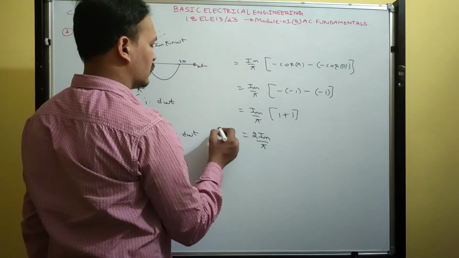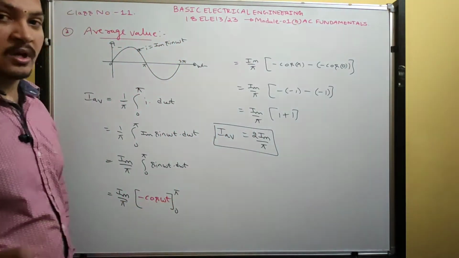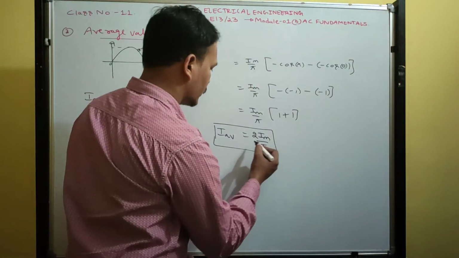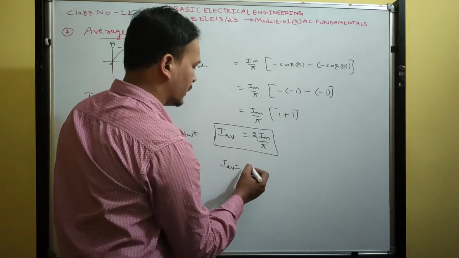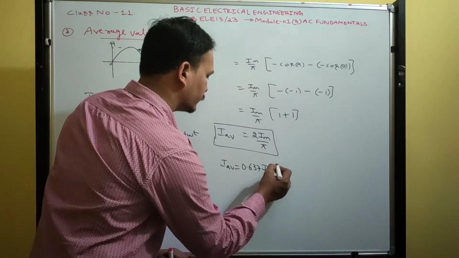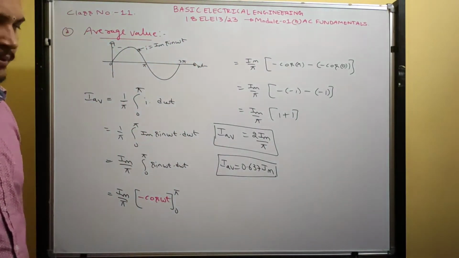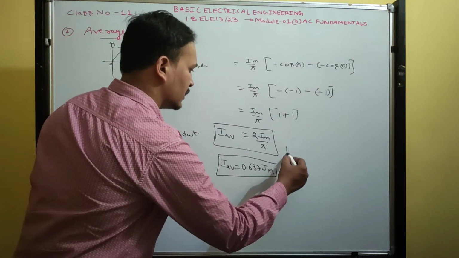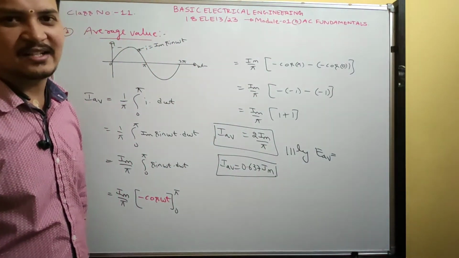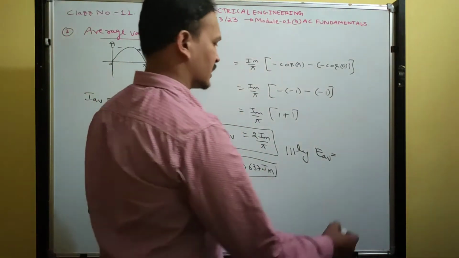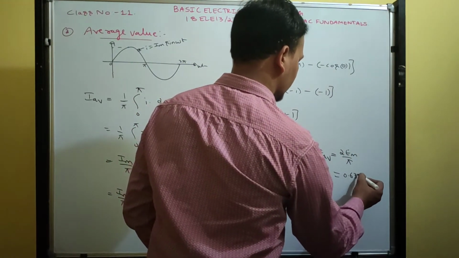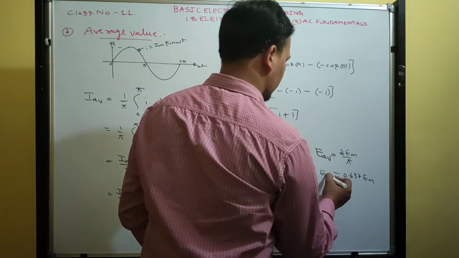So what is the average value of a pure sinusoidal waveform? 2 Im by pi. Do it in the calculator, 2 by pi, and you will get 0.637 times Im. That is the numerical value, 0.637 Im. Similarly, if it is voltage, replace current by voltage: 2 Em by pi, and 2 by pi is 0.637 times Em. That is the average value.